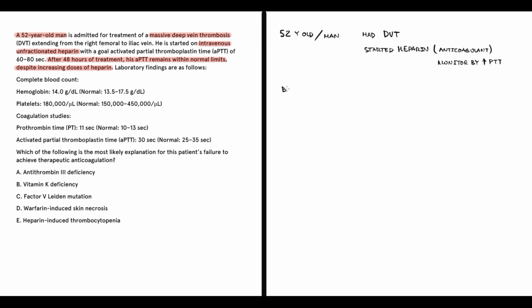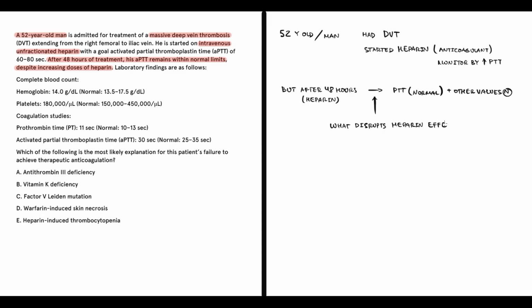However, in this case, 48 hours after heparin infusion, PTT remains the same, which is totally uncommon for heparin. And all other values in his blood analysis are normal, which is fine. So the question here is what disrupts heparin effect?